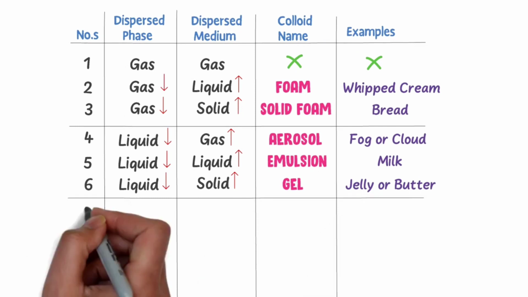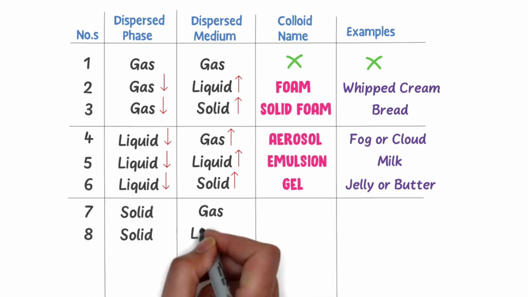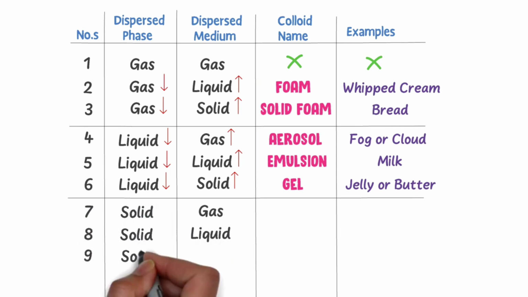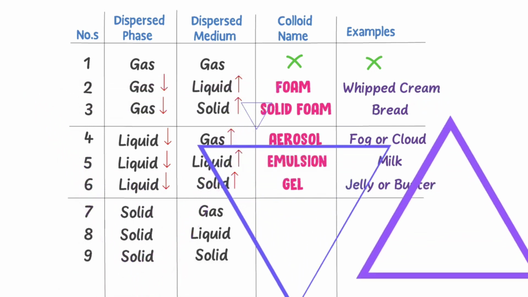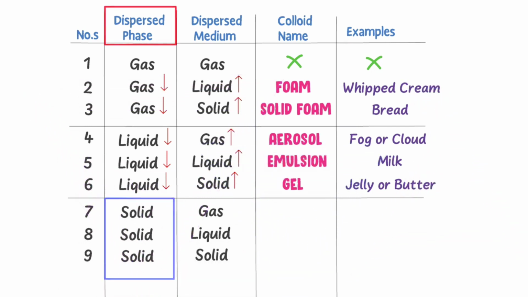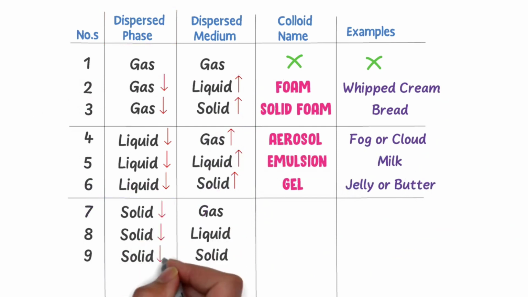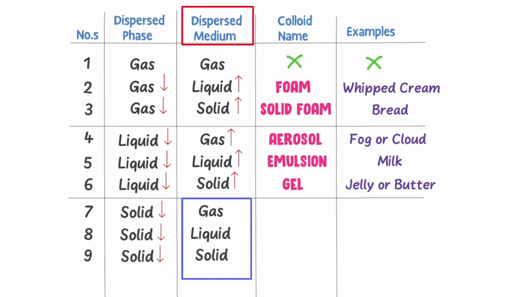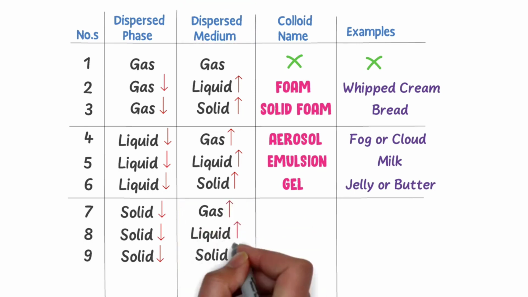The seventh is solid and gas. The eighth is solid and liquid, and the ninth is solid and solid. Here, solids are present in dispersed phase or in smaller proportion, while gas, liquid and solid are present in dispersed medium or in larger proportion.